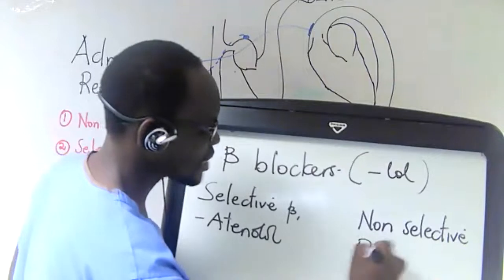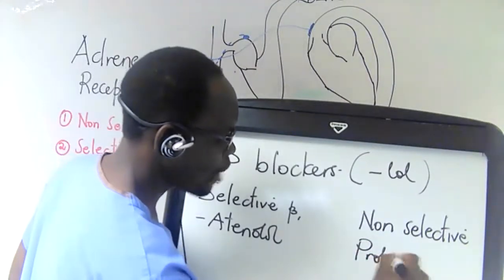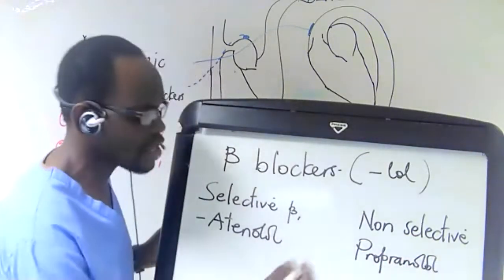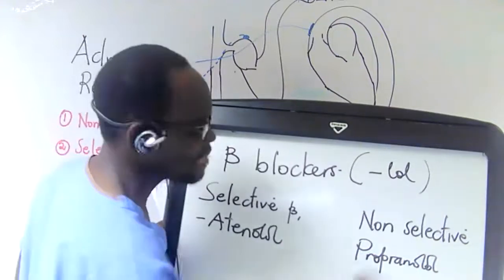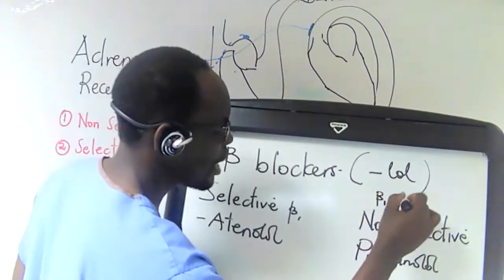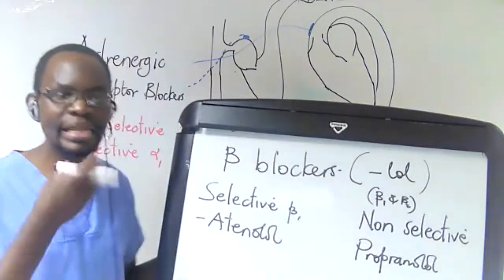and then the non-selective here, an example is propranolol. This one is non-selective, and therefore it inhibits both beta 1 and beta 2. Remember, I said beta 2 is in the respiratory tract.